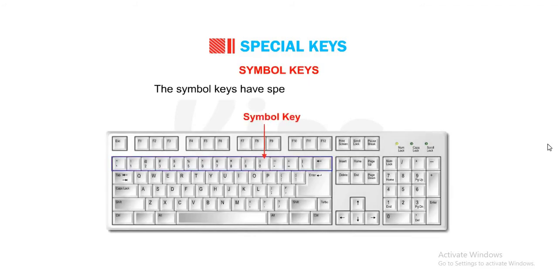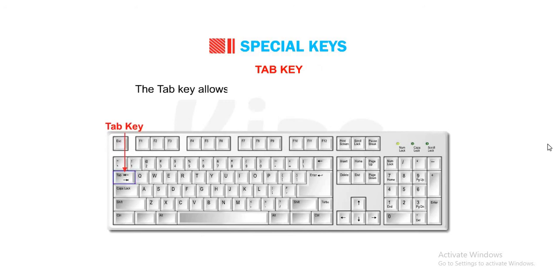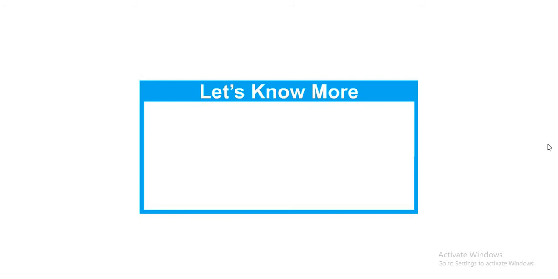The symbol keys have special characters on them. They are typed with the help of the Shift key. They are located on the upper part of the number keys. The Tab key allows the cursor to jump 5 spaces forward. Okay, let me tell you about the control keys.